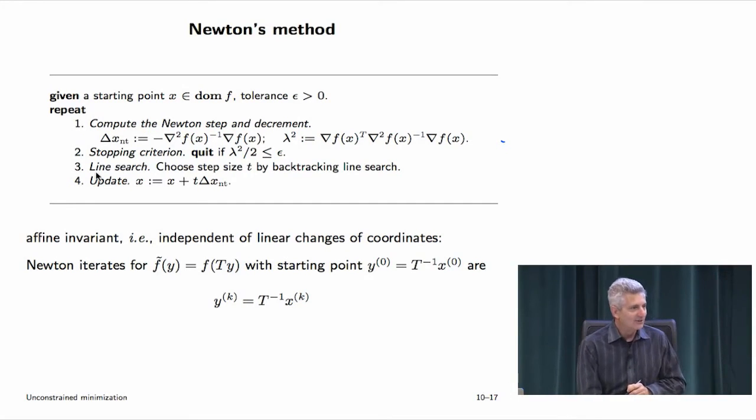Oh, okay, sorry. Our algorithm here says that. Fine. Then you do a line search. And you can choose it by backtracking. That's fine. And then you do an update. And so this algorithm is affine invariant.